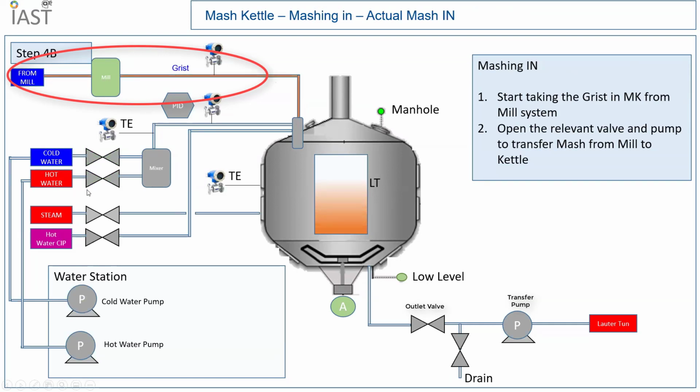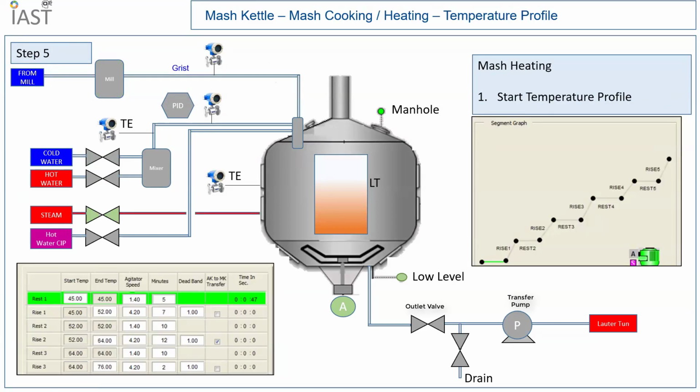The water system is stopped, and now the grist comes into the vessel. All the relevant valves and pumps required at the mill section are also started during this operation. Once the water and the grist are taken inside, it is followed by the cooking operation, which is nothing but a temperature profile. Here you can see that there is a 5-point profile with rises and rests.